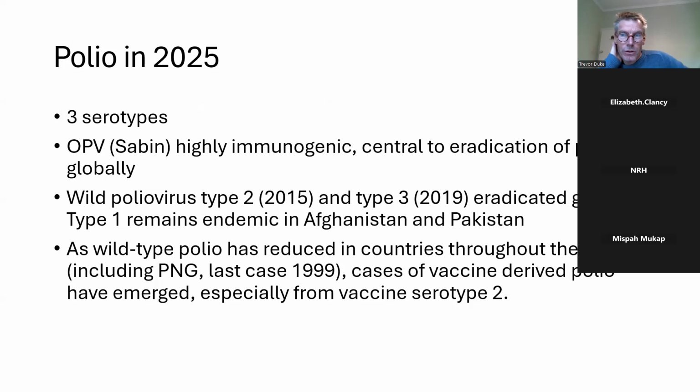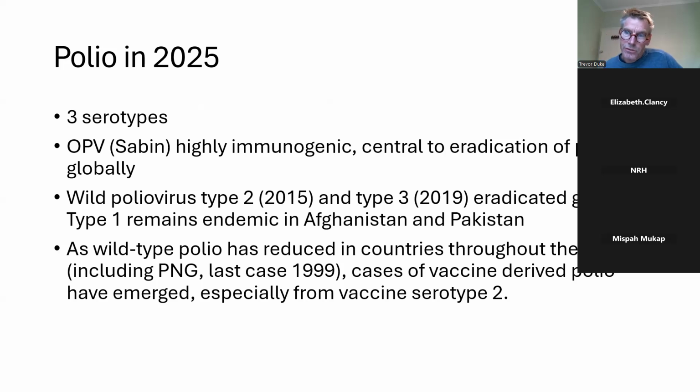But I wanted to move on to polio, one in general, and two, polio in 2025, because it's a somewhat more complex issue, and try to explain some of the technical complexities of it. Well, firstly, we know that there are three polio serotypes, 1, 2, and 3. And the oral polio vaccine, Sabin, is highly immunogenic. That is, if you get 3 doses of the oral polio vaccine, Sabin vaccine, then you have a strong immune response to polio. And that's been, as I said, central to the eradication of polio globally.